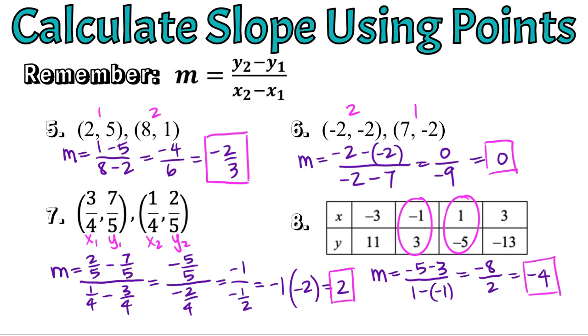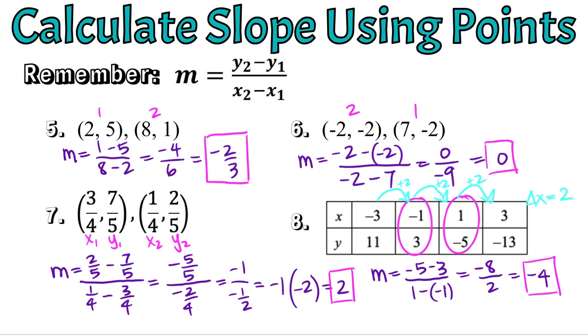Another way to calculate slope using a table, and I'm going to do this in blue or teal, is we can just check what is the change in x. So we see that the change in x is equal to, from -3 to -1, we added 2. From -1 to 1, we added 2. From 1 to 3, each time we're adding 2, plus 2, plus 2. So the change in x is 2.